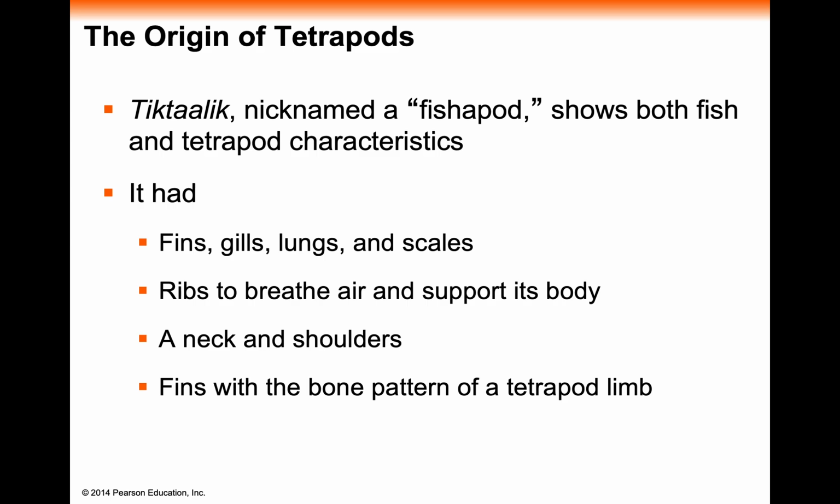Tiktaalik, its nickname is fishapod. It shows both fish and tetrapod characteristics. It has fins, fish, gills, fish, lungs. Ooh, no, wait a minute, that's a tetrapod. And scales. Well, no, that's back to a fish. Ribs to breathe air, and then the ribs also help support its body. You can basically support it on land because you got to hold your body open to allow the lungs to fill up. And then a neck and shoulders. Again, things we see in tetrapods. Fins with the bone pattern of a tetrapod limb.